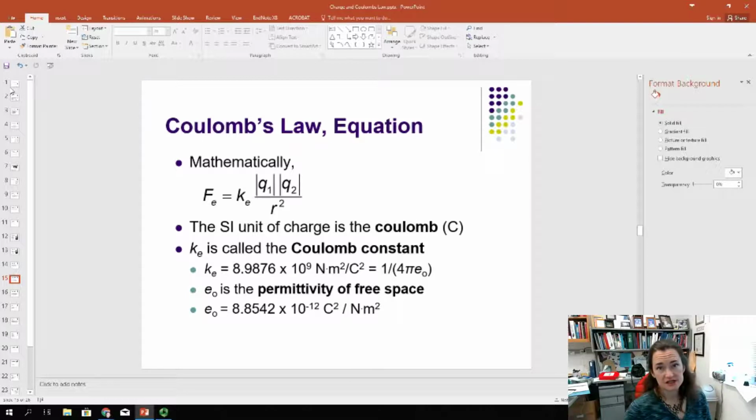Now, the Coulomb constant is often written by convention as 1 over 4 pi epsilon naught. Epsilon naught is the permittivity of free space, and that's 8.854 times 10 to the minus 12 coulomb squared per newton meter squared. So sometimes instead of k, you'll see 1 over 4 pi epsilon naught, q1 q2 over r squared.